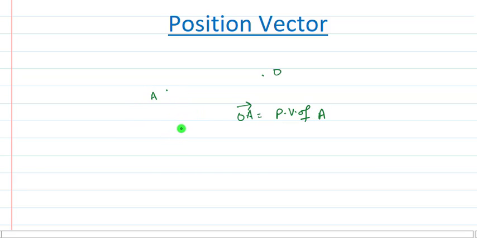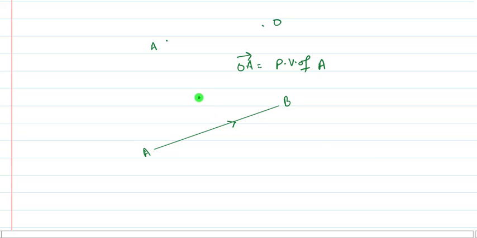Similarly, if we have a vector, then a vector can also be expressed in terms of position vectors. How? Let us visualize it by taking one vector AB. This is vector AB directed from A to B. Now, we need to calculate vector AB. But as I told you, first of all we need to calculate the position of point A as well as the position of point B with respect to O. That is the position vector of point A and the position vector of point B.